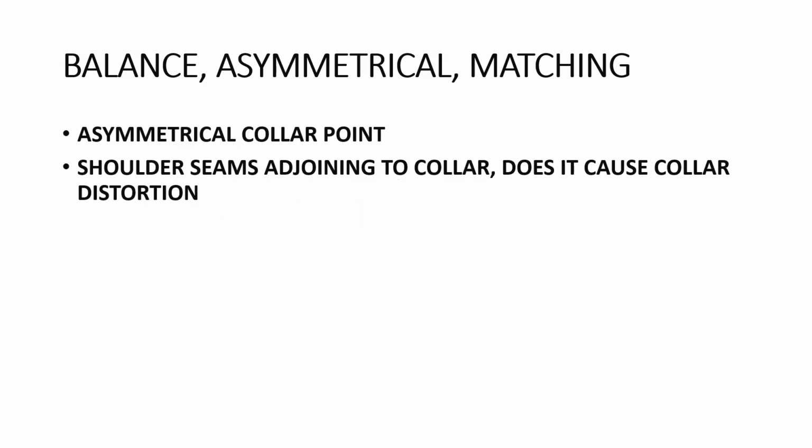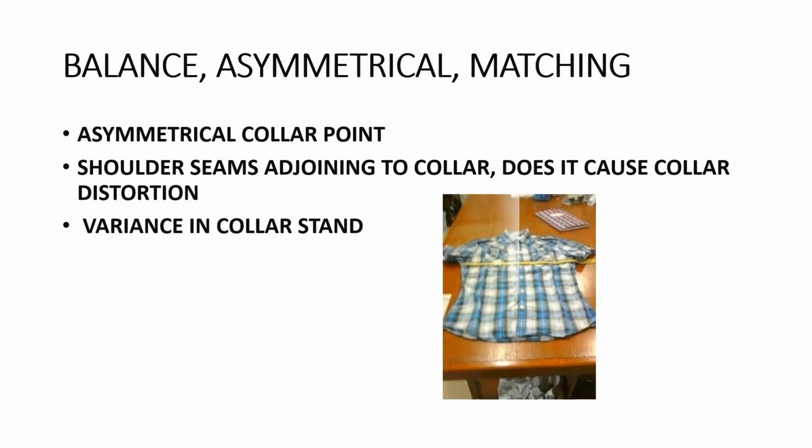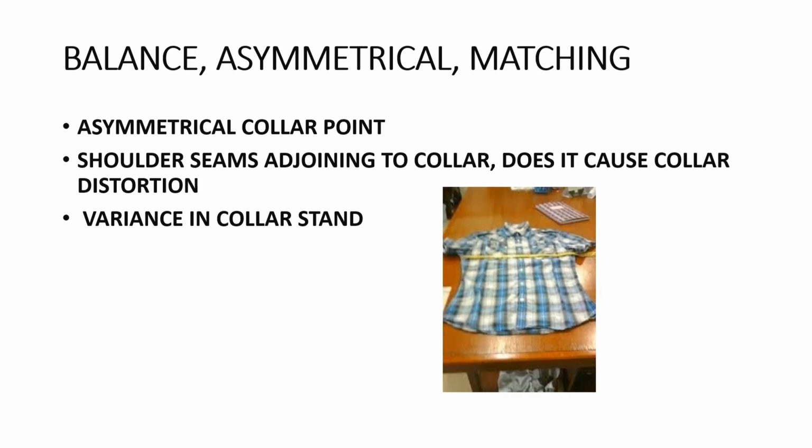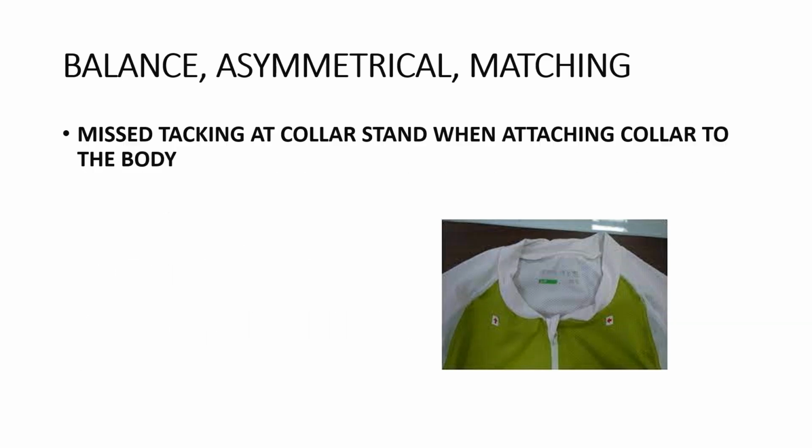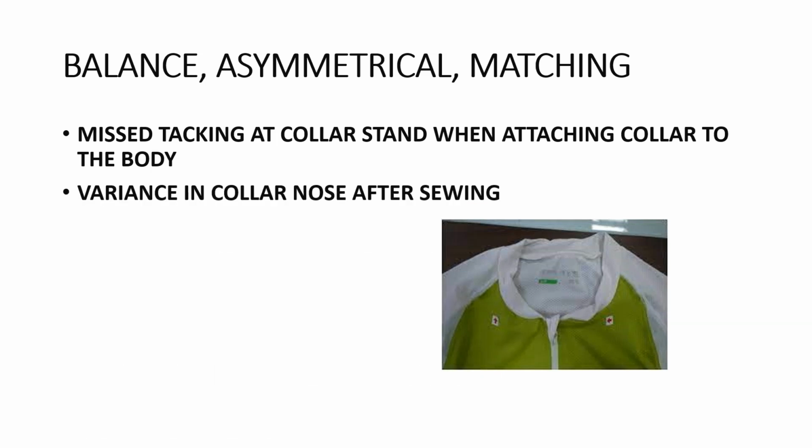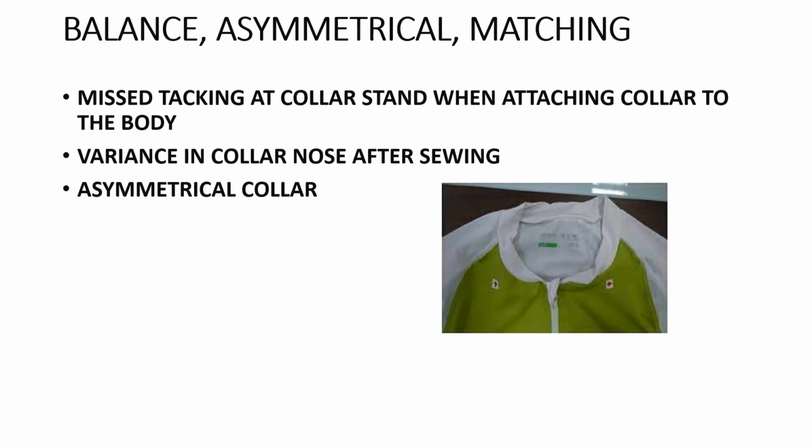Now there is balance, asymmetry and matching also at the collar point, which must be maintained here. Asymmetrical collar points, and the shoulder seam adjoining the collar causing collar distortion, we have to see. Variation in collar stands is also there. So we must check all these things together while you are producing a good quality garment. Now, balance, asymmetry, matching and mistacking of the collar stand are also important, and an asymmetrical collar we have to check correctly.